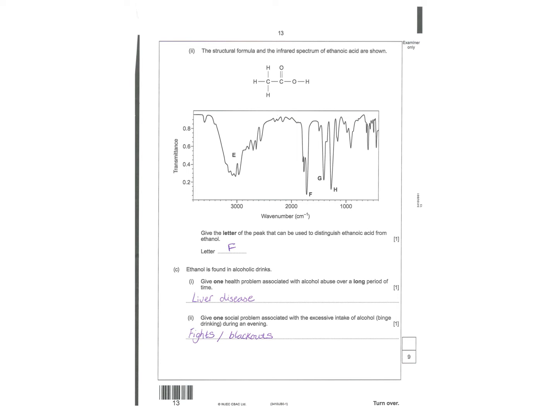Give the letter of the peak that we use to distinguish ethanoic acid from ethanol. So you're looking for the bond that gives you the OH. I lie, the C double bond O. That's that one, so it will be F.